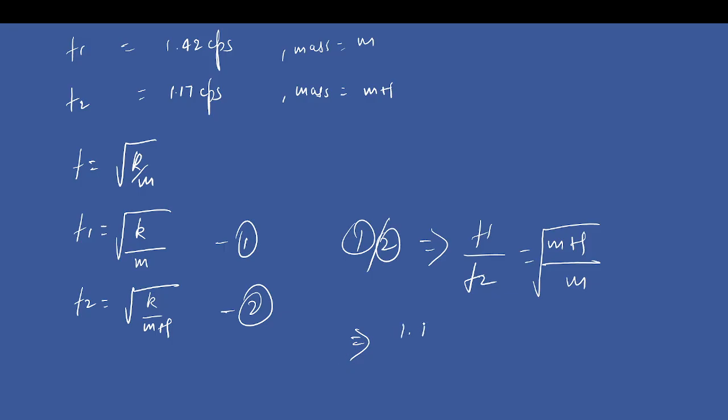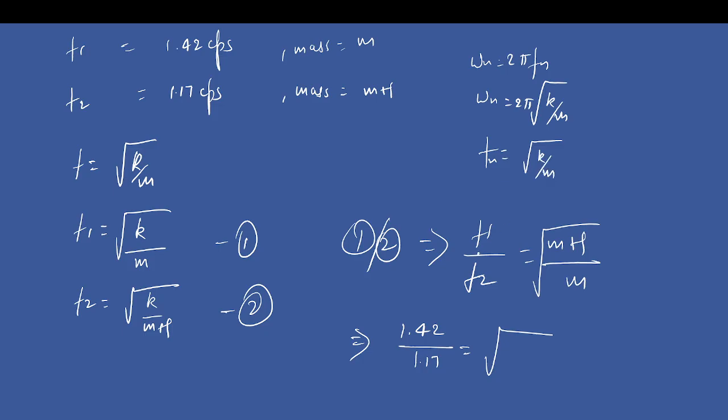So f1 is 1.4217. Sir, how do we convert root k upon m and root k upon m plus 1 into the inverse? So I have divided 1 by 2. Omega n is 2 pi fn, and omega n is also 2 pi root over k by m. So your fn is basically root over k by m.